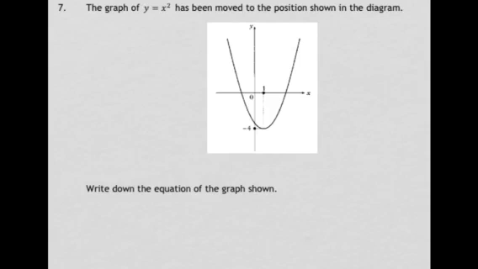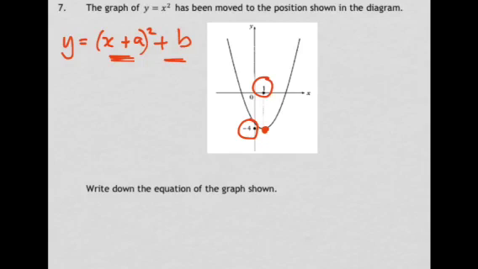Now question 7, we know that the graph has been moved along and down. Okay, this number here tells you how much has been moved along, this number here tells you how much has been moved down, and we need to put both of these numbers into the formula (x plus a) all squared plus b. Now remember, for this part you always put the opposite sign in, and then for part b that's just how much has been moved up or down.